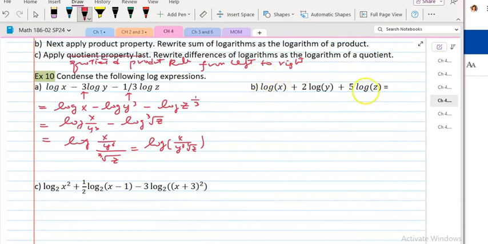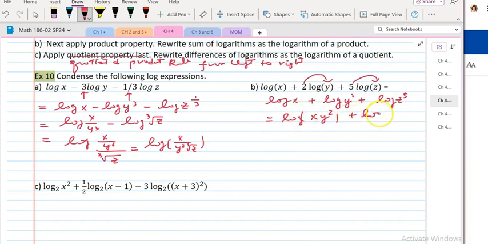And then we have, this is easier, it's all add, so there's no divide. But first move the exponent inside, so it would be log x plus log y squared plus log z to the 5. So that means it's log x y squared plus log z to the 5, and then all of them together: x y squared z to the 5, like that.